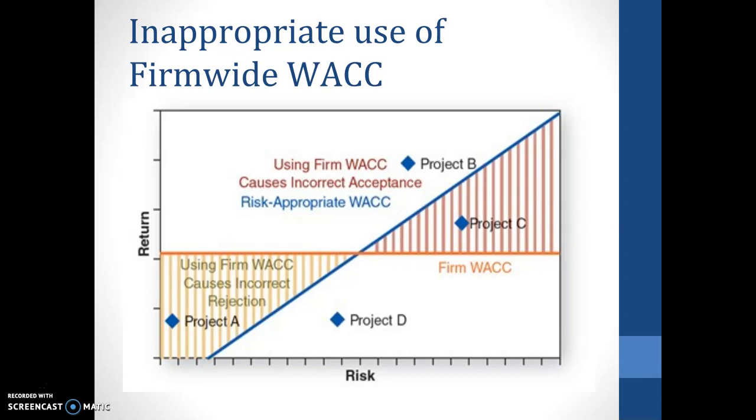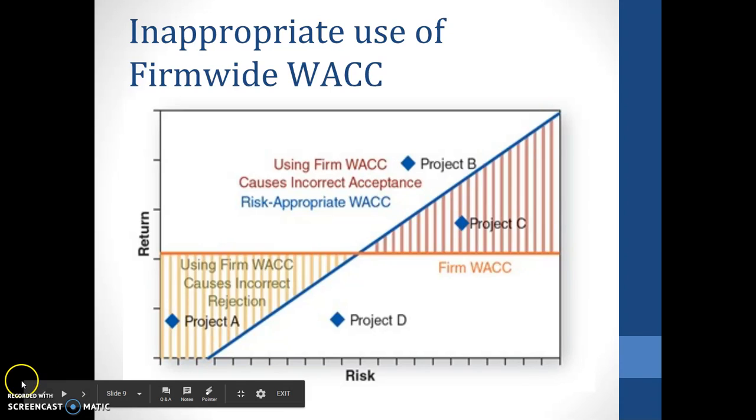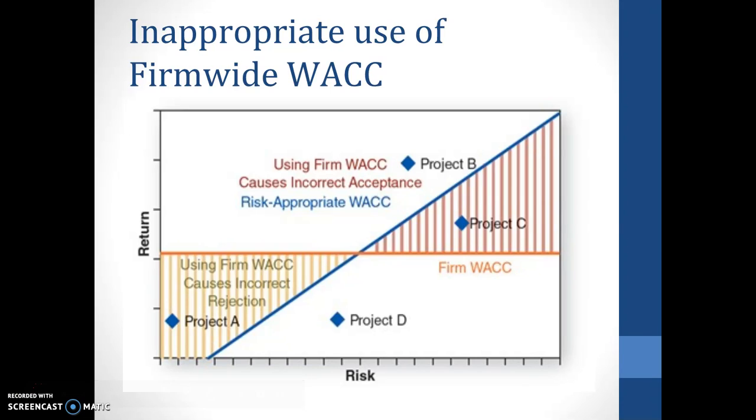If we look at projects A and D that fall below the firm-wide WACC, we see that project A actually returns a positive return for the level of risk involved in the project, whereas project D falls underneath the firm-wide WACC and below the risk-appropriate WACC. Now I wanted to pull up and use this graph to show the detriment of just utilizing the firm-wide WACC for the initiation of projects.